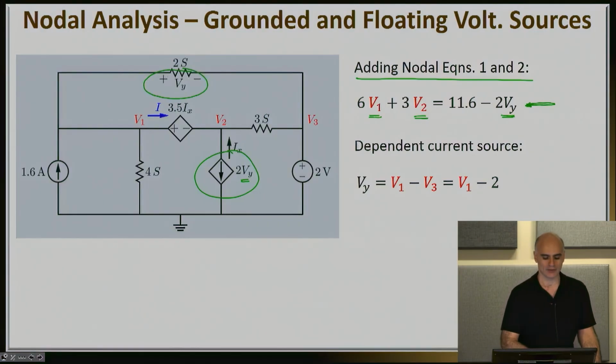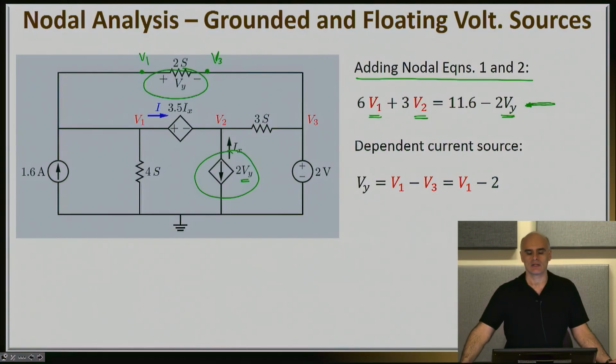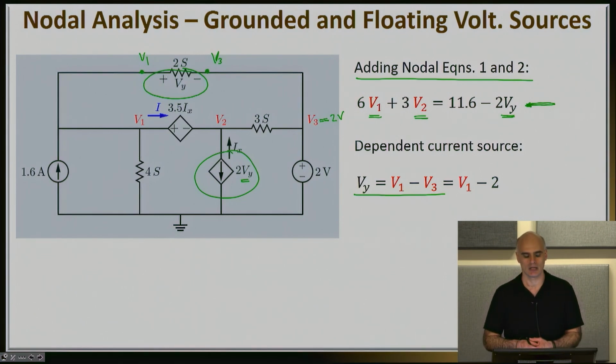So Vy, according to this schematic here, is the voltage drop between the left side and the right side. So it's going to be equal to V1, which is up here, and V3, which is on the right side. So that means that Vy is equal to V1 minus V3, and since V3 is known, remember we said that this is equal to 2 volts, then this result simply says V1 minus 2. And this is something that you will have to do in every single circuit whenever you're dealing with some type of a dependent source. Any type of a dependent source you have in a circuit will have a controlling variable.